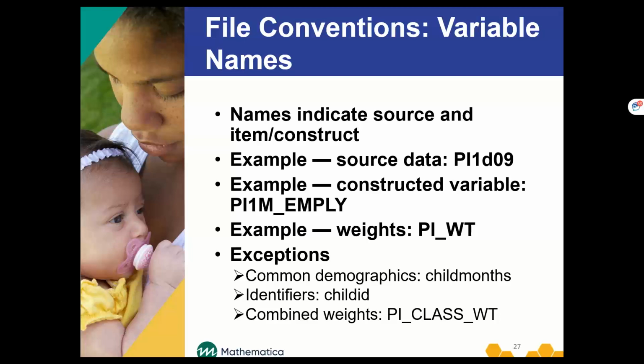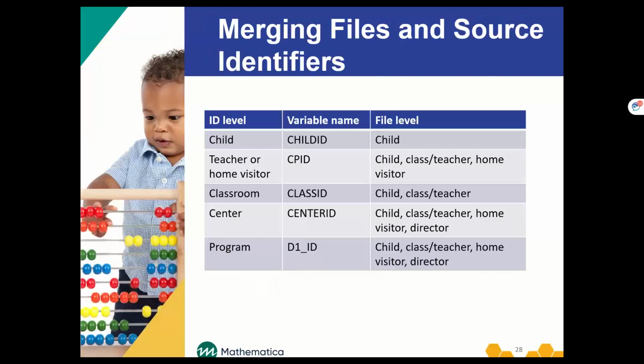In general, all constructs derived from a given source maintain the same prefix as the source. Some construct variables, however, combine information across several sources and are not associated with any prefixes, such as the variable child months, which is the child's age in months at their site visit. A few other exceptions that do not follow these conventions include identifiers, such as child ID, or cross-sectional weights, such as the weight PI_class_weight.